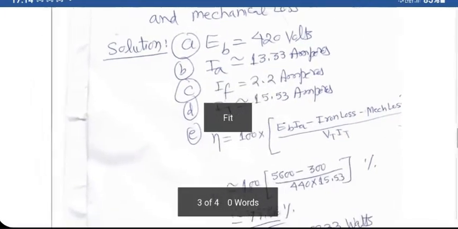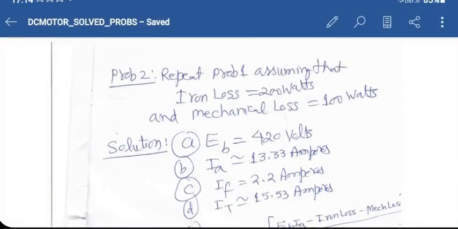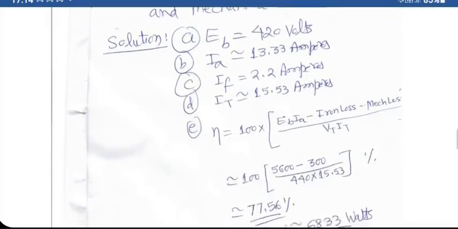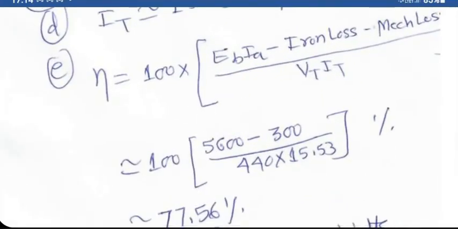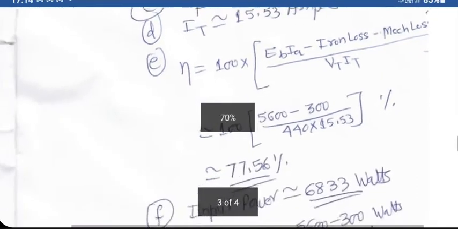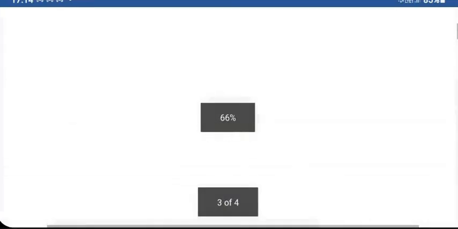Output power will be electrical power produced, EBIA, minus iron loss minus mechanical loss. And you are given mechanical loss as 100 watt and iron loss as 200 watts. So EBIA minus 300, 5600 minus 300. And in the denominator, of course, you'll get VTIT, as we got in the previous case also. So efficiency turns out to be now 77.56% compared to 82% that we found in the previous case.